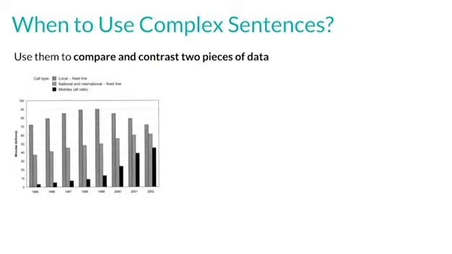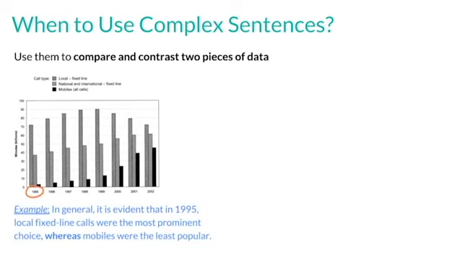Let's say that you see this bar graph on your IELTS writing task 1, and you're trying to describe the data from the year 1995. If you're writing about the year 1995, you could say something like, in general, it is evident that in 1995, local fixed line calls were the most prominent choice, whereas mobiles were the least popular. Do you see how we've used the subordinating conjunction whereas to compare two different pieces of information?